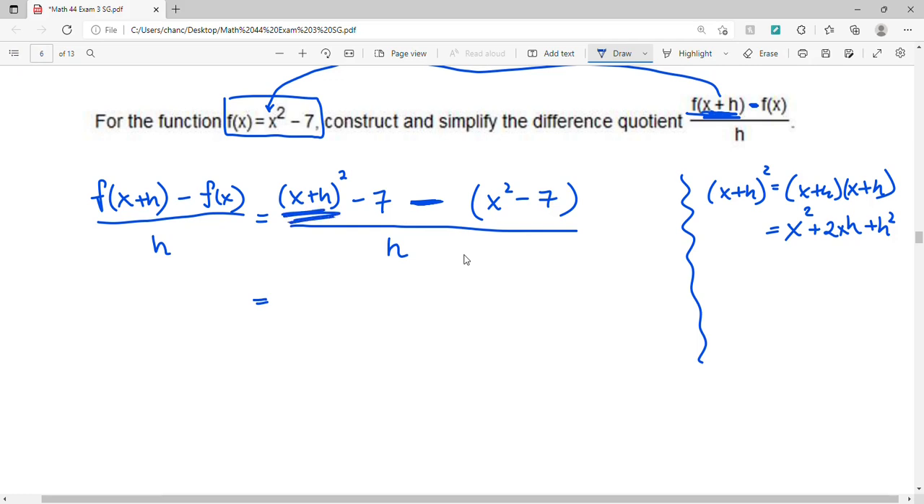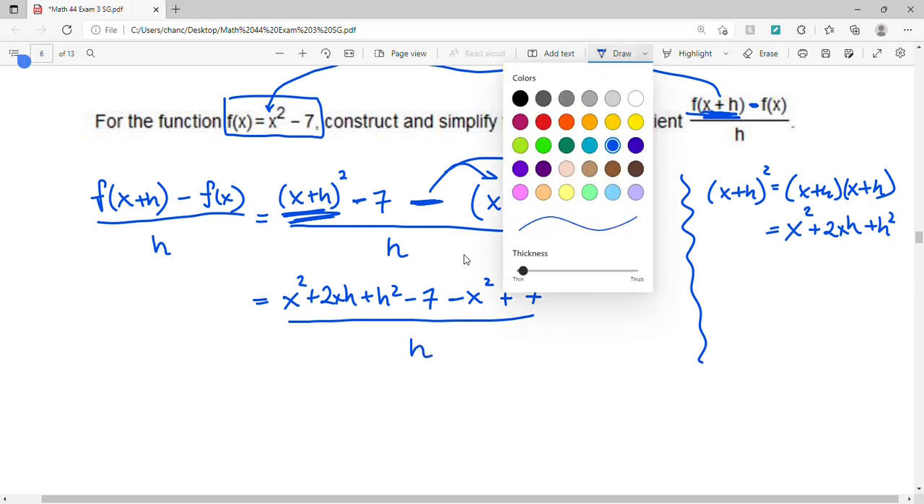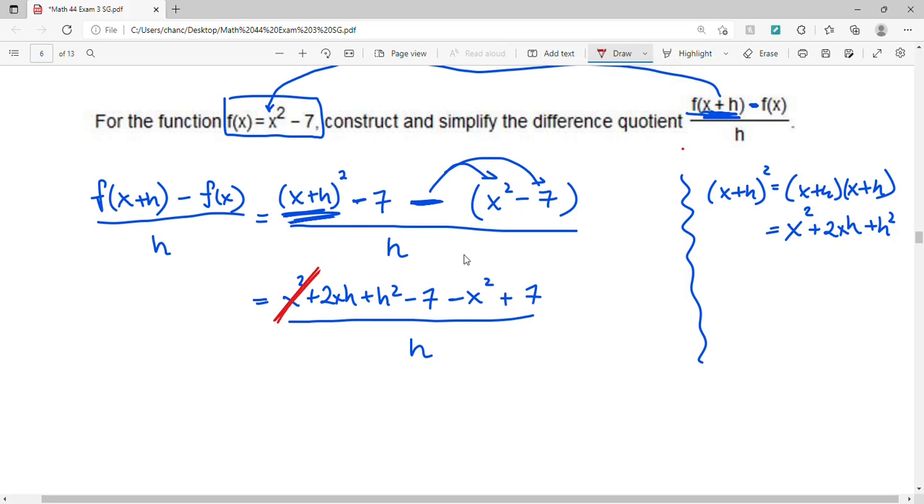The x plus h squared is x squared plus 2xh plus h squared. We have a negative 7. And we'll distribute this negative. This is negative x squared, and that becomes a positive 7. We'll see what cancels out. In this case, the x squared cancels out with the negative x squared. Negative 7 cancels out with positive 7, leaving me with 2xh plus h squared over h.